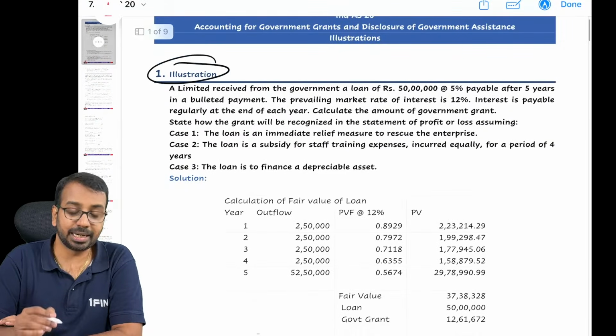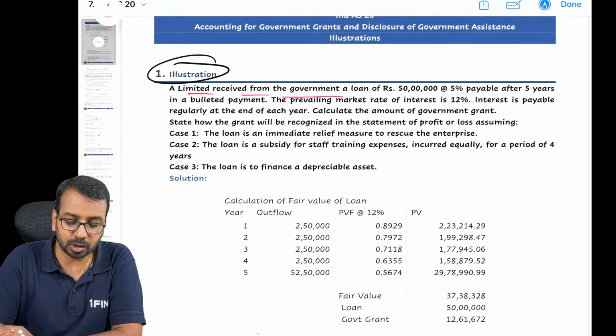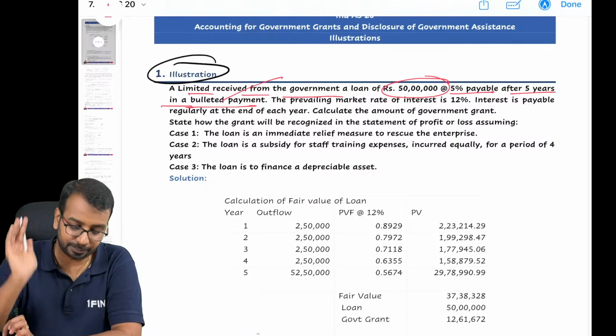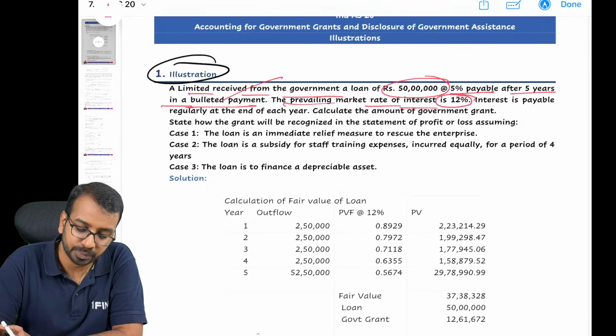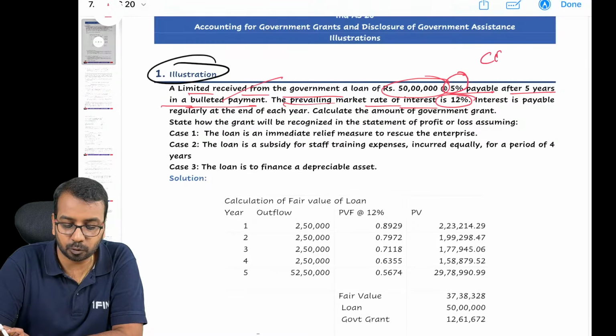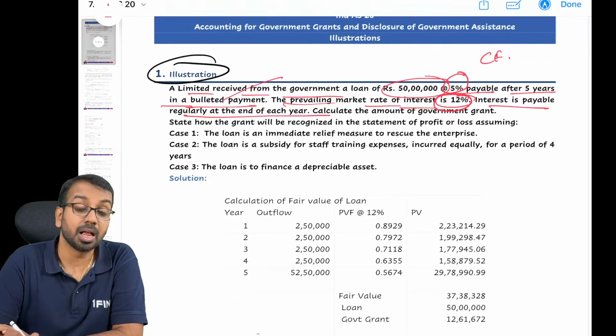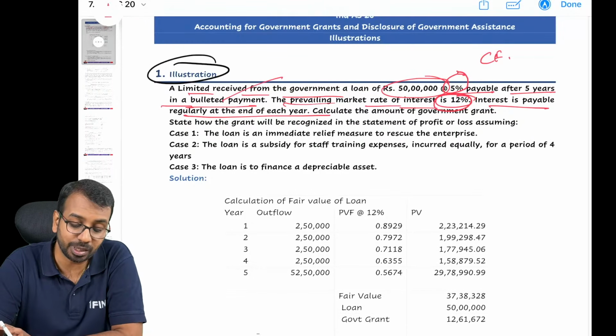The first one is related to a loan. A Limited received from the government a loan of 50,000, 5% payable after 5 years in a bullet payment. Bullet means single payment, like a bullet. The prevailing market rate of interest is 12%. So whatever is the payable amount, the cash flow, we will discount at 12%. Interest is payable at the end of each year. How much will they pay? Not 12%, they will pay only 5%.